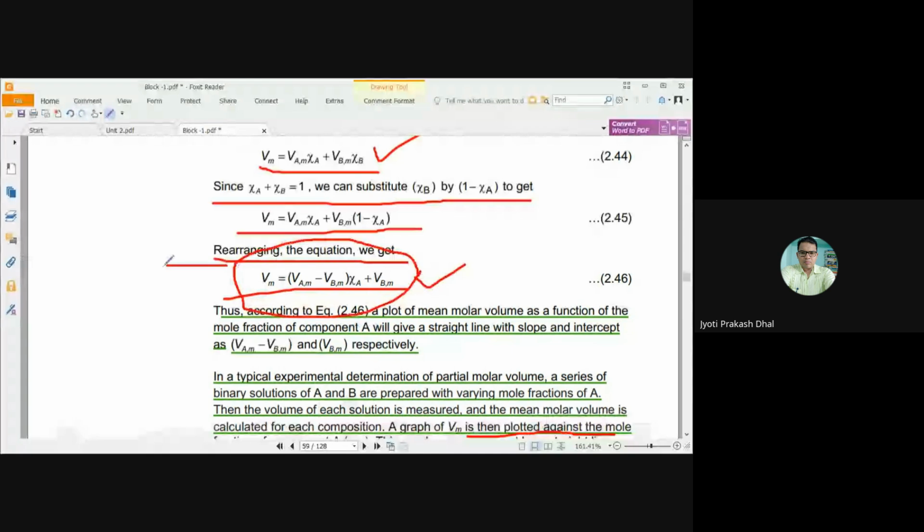If we compare this with y equals mx plus c, we know that the nature of the graph of y equals mx plus c is nothing but a straight line.